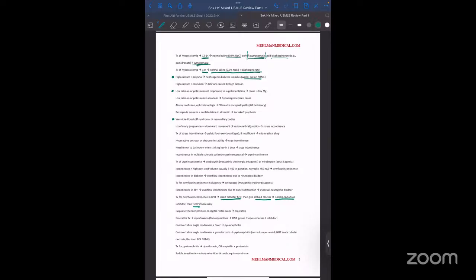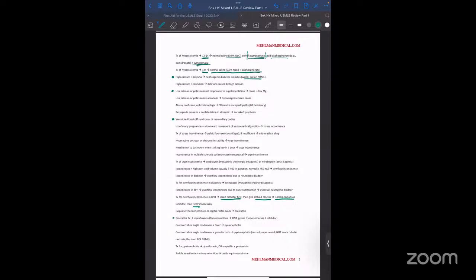Next is exquisitely tender prostate on digital rectal exam is prostatitis. Prostatitis treatment, ciprofloxacin, which is a fluoroquinolone, mechanism of action DNA gyrase or topoisomerase 2 inhibitor.